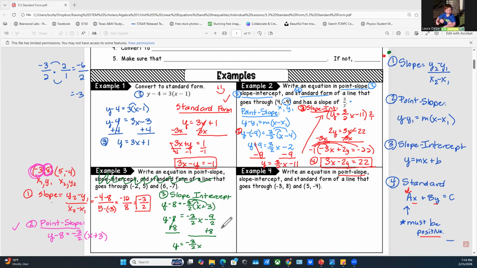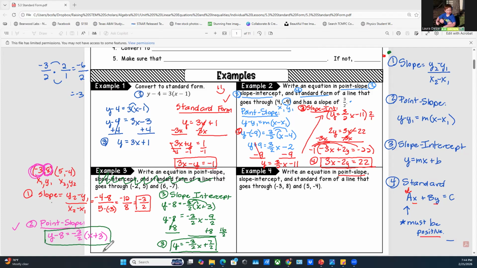Remember, 8 is the same thing as 16/2. So if we had 16/2 and we added negative 9/2, that's going to give me 7/2. Which sounds complicated, but it's not too bad. This is my slope intercept form. So we got that answer. This is my point slope.